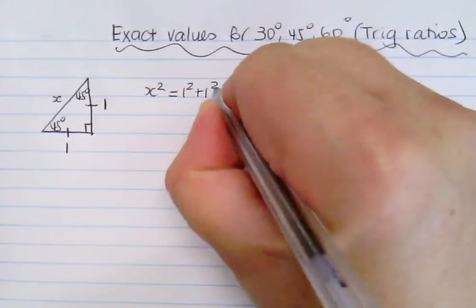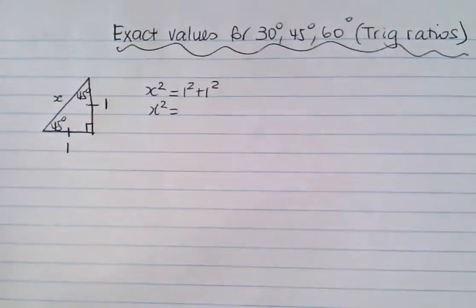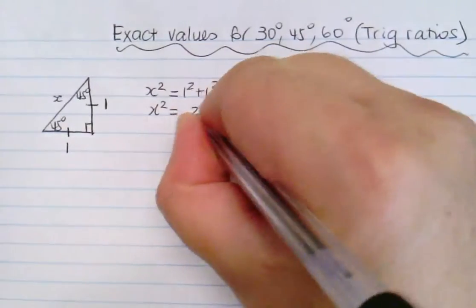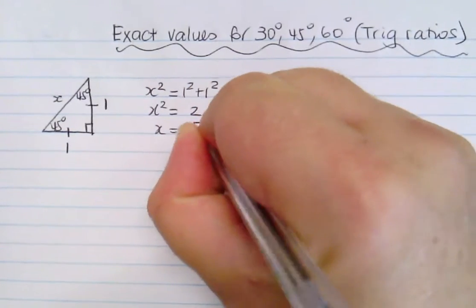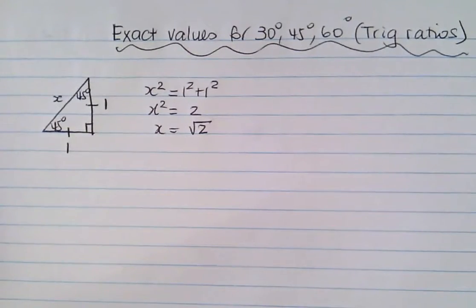So x squared equals, what do we do? 1 squared plus 1 squared. So x squared equals 2. So therefore x equals the square root of 2. Girls, this is all about exact values. I'm going to keep that answer exact.